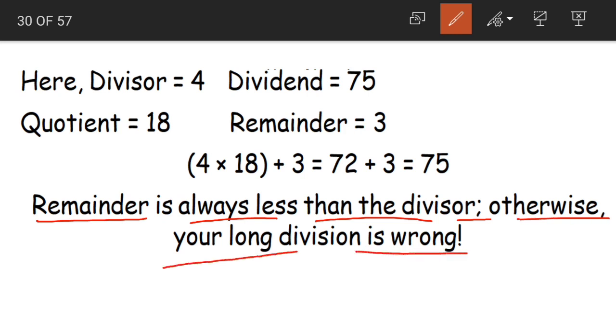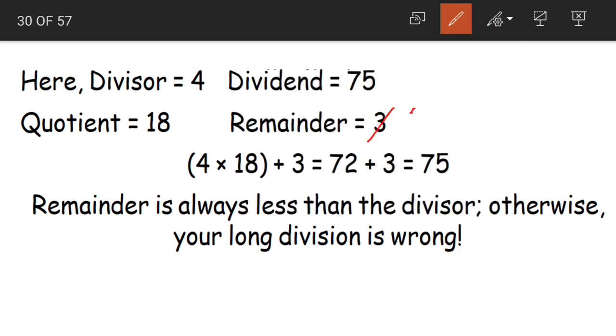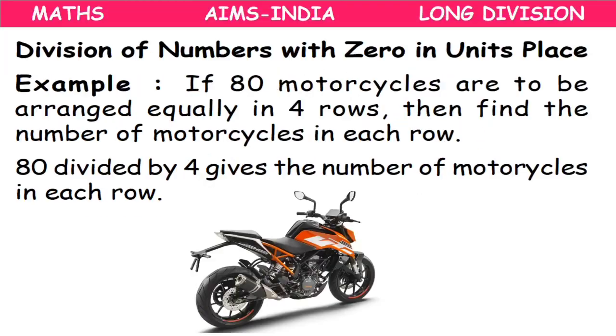So, whenever you are stopping that this is our remainder, make sure that the remainder is always less than our divisor. Now, here the remainder is 3 and the divisor is 4. Yes. So, this is correct. The remainder is less than our divisor 4. If the remainder was 5, then it would be wrong. This cannot be possible, children. The remainder should always be less than our divisor. Clear?